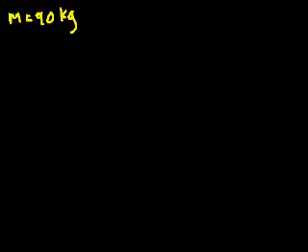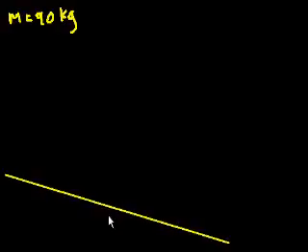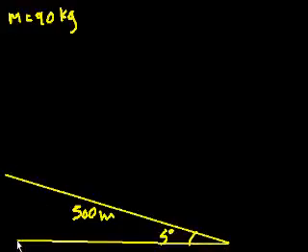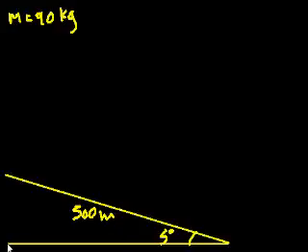Okay, so I think they mean that the hill is something like this. So if this is the hill, the hypotenuse here is 500 meters long. So this is 500 meters. 500-meter long hill with a 5-degree incline. So this is 5 degrees. And we can kind of just view it like a wedge, like we've done in other problems.